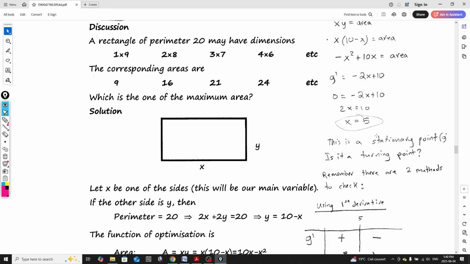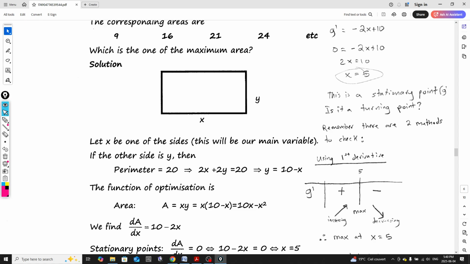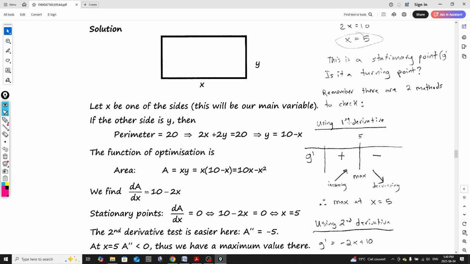Essentially, we got x equals 5. This is a stationary point. Is it a turning point? Remember that you can check this using one of two methods, to see if this is a turning point, and then figure out what type of turning point it is. Is it a maximum or a minimum? The way you do that is either by using the first derivative test.